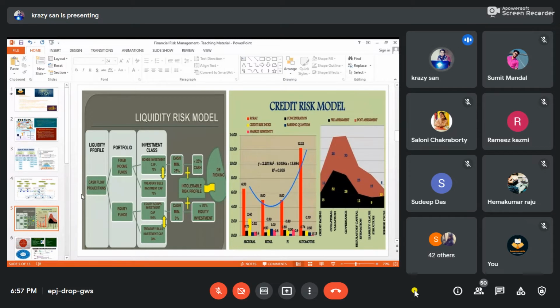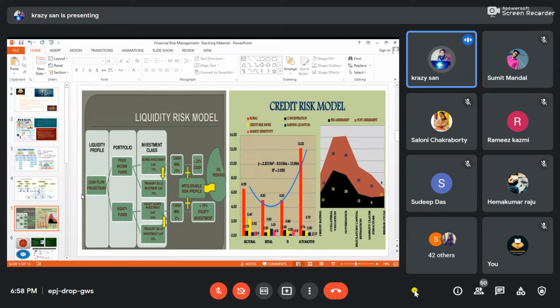Next thing. Liquidity risk model and credit risk model are mostly evaluated in a business organization in order to understand how we can lower the risk, how we can avert the risk, and move on ahead. In the liquidity risk model, we mostly see the liquidity profile, that is, how we can bring out the cash flow if we are running short of it, whether an instant liquidation scenario is there or not. Then we see portfolios like fixed income interest and equity funding.